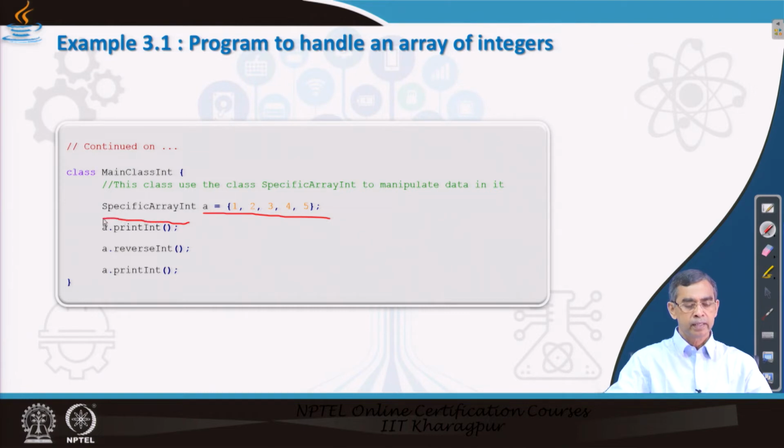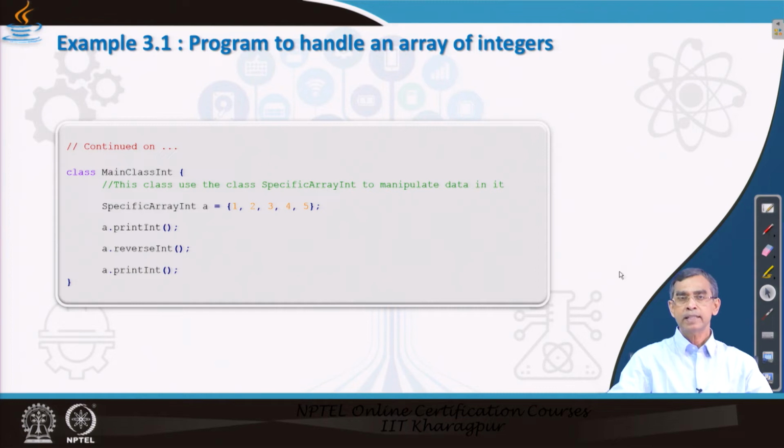then we call this print method on the object A to print the elements of the array A, and then this is the reversing of the elements, and then again after reversing, printing the array elements. So, here we just create an object. As we see, the object that we have created, A, is basically a specific array, an integer array basically. Now, this is for integer.